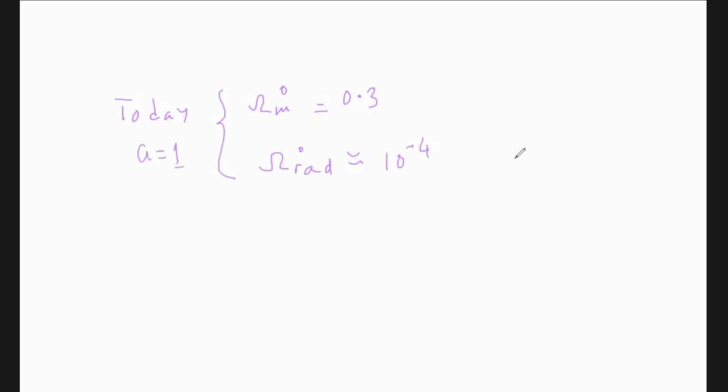So find the value of A at matter-radiation equality. Means what is the value of A when omega matter was equal to omega radiation? Find the value. Take pen and paper and do it now. It's very easy. I have given all the hints.